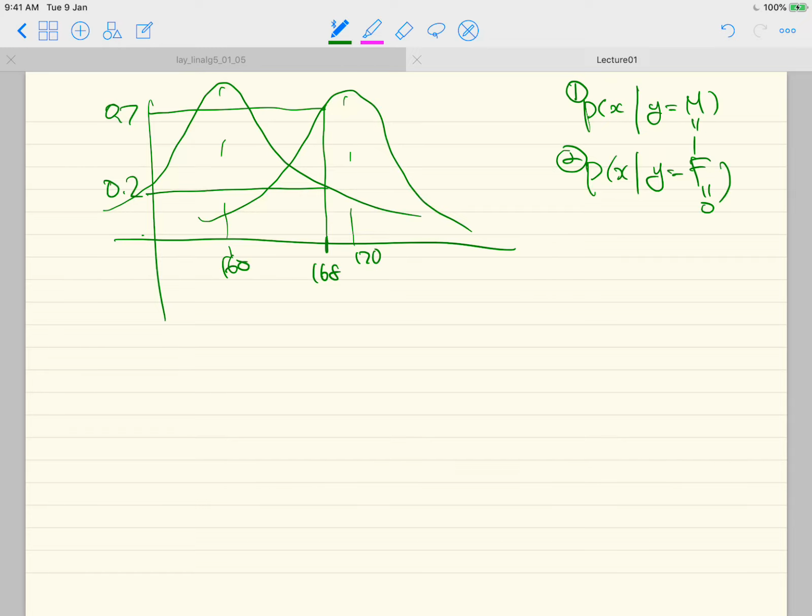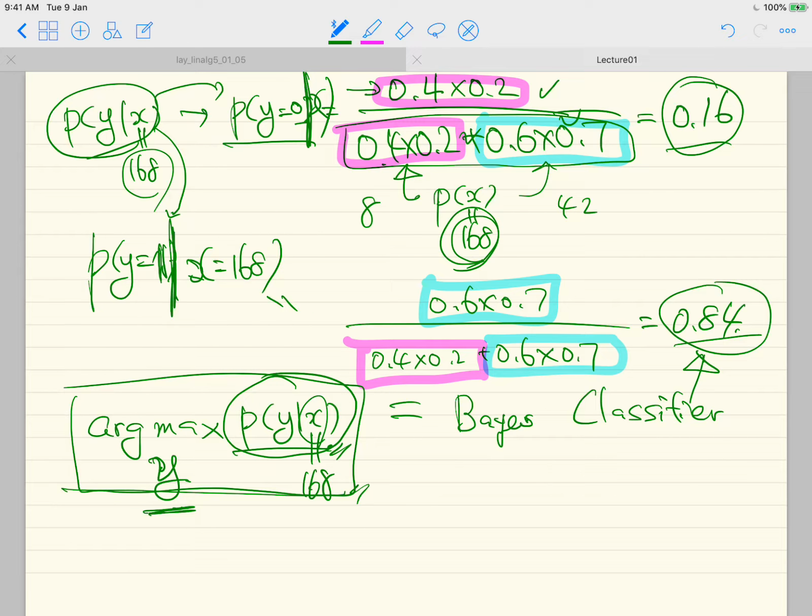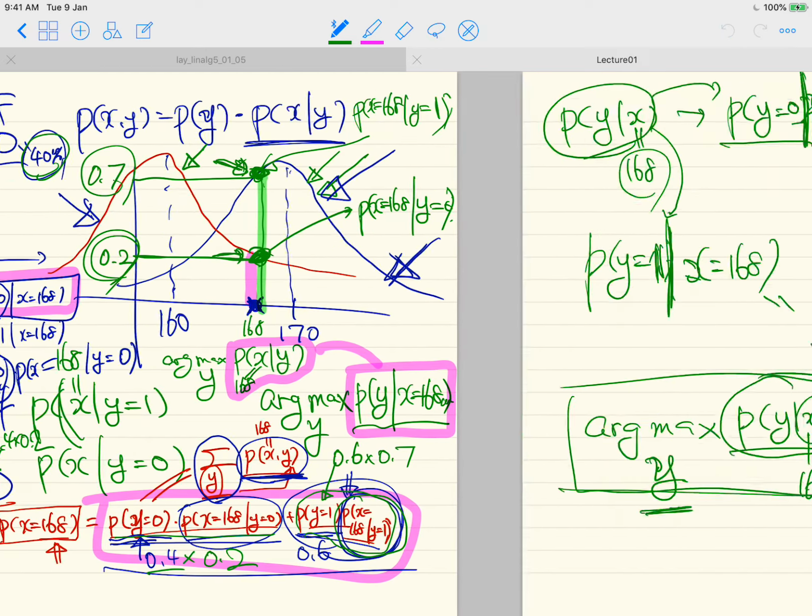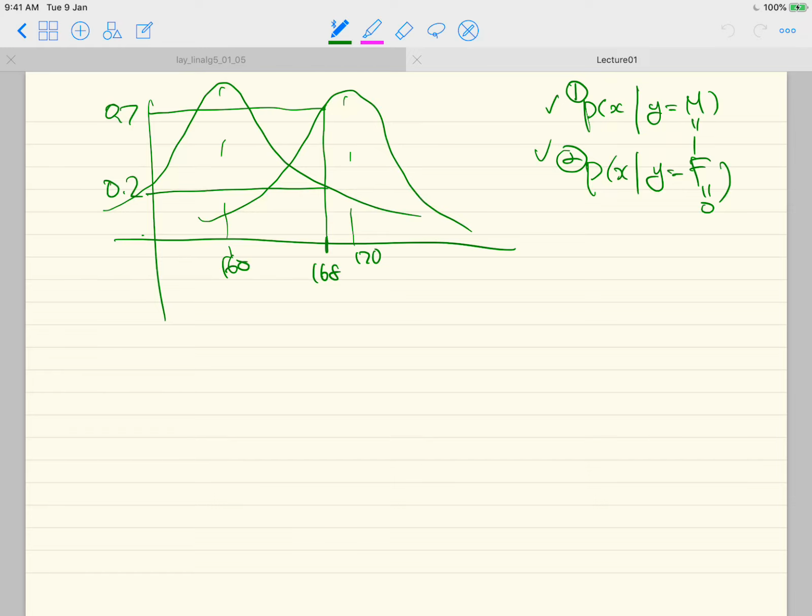So in this case, we are not just comparing between these two, but also we consider this prior distribution, right? So for example, we didn't just compare this 0.2 and 0.7 as it is, but we also considered this prior distribution, because the probability of observing male is a little bit higher than observing the female, right? So that is our prior.